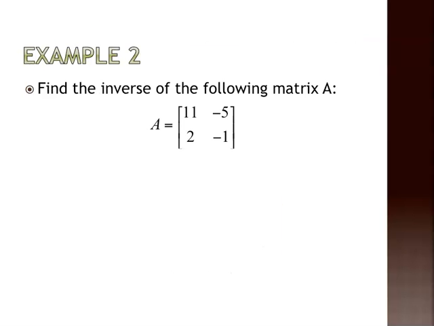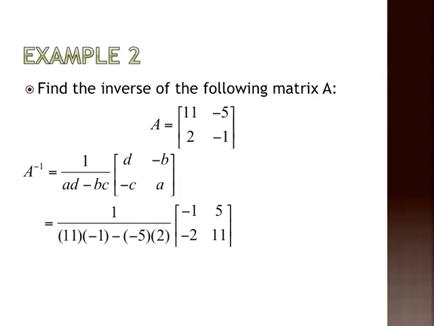Say you're given this matrix here, 11, -5, 2, -1, and we're trying to find the inverse. I'm going to first start off by writing out what the inverse is, and then I'm going to put numbers in. So A times D, that's 11 times -1, minus B times C, that's -5 times 2. And then inside the matrix, we have D and A swapping places, so the 11 and -1 swap places. And then the -5 and 2 don't swap, but they become the opposite. So -5 becomes +5, and +2 becomes -2.